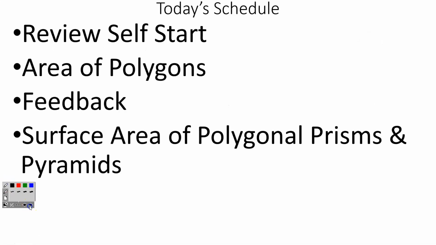So for today, we talked about the self-start. We're going to be covering area of polygons. This first part is kind of a review from when we did these with volume back in October. So it's been quite a while, so we're going to do a review with those. Students are going to be doing feedback today. And after the feedback, we're going to take what we learned or what we remember about the area of a polygon, and we're going to find surface area of polygonal prisms and pyramids.